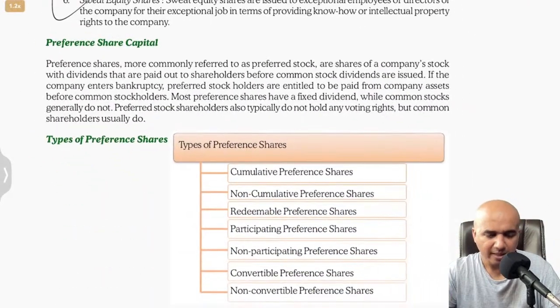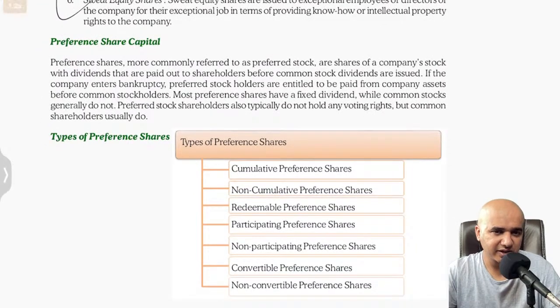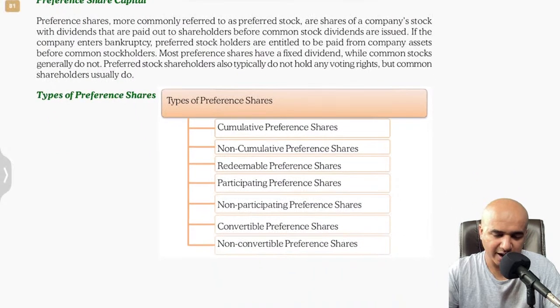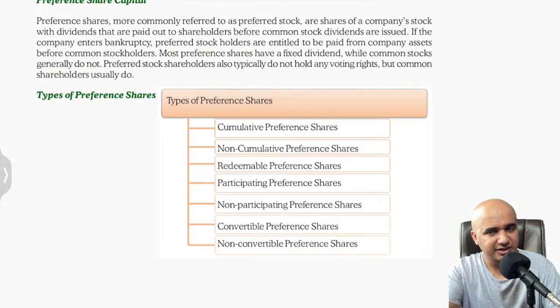Let's not bother. Then we have preference share capital. I've already told you how it differs from equity share capital. Then there are different types of preference share capital. Cumulative preference share capital means even if your dividend is not paid this year, next year it will get accumulated. Non-cumulative preference shares, your dividend will not get accumulated. If this year I didn't get the dividend, next year I won't get the dividend. Whatever was not paid earlier is gone forever.